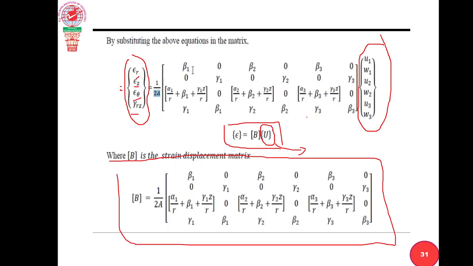You have written where B is the strain displacement matrix, no need to write it because you already copied. And U is called the global displacement matrix, that is U1 W1 U2 W2 U3 W3. Clear?